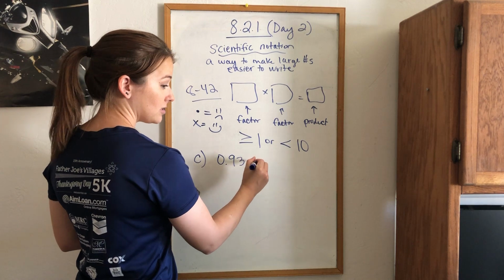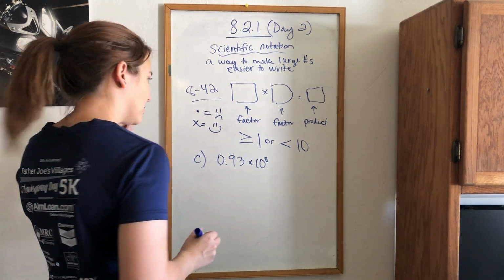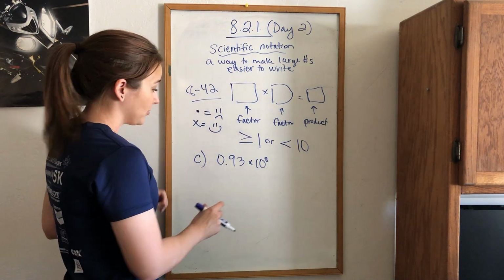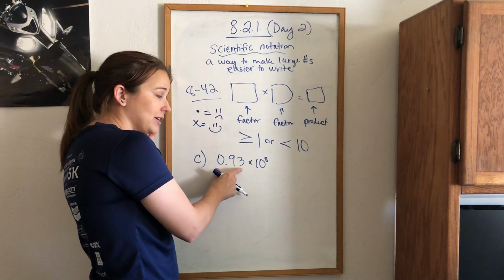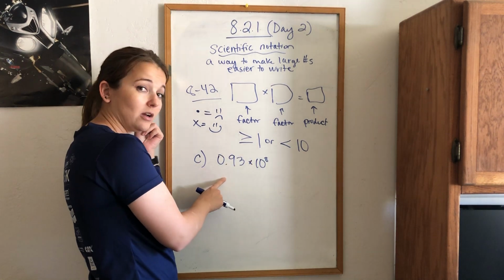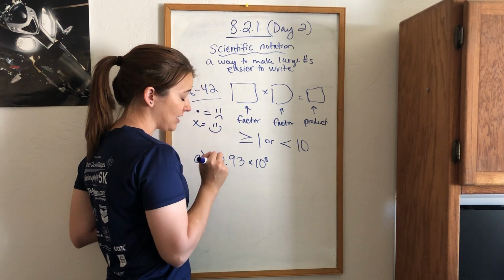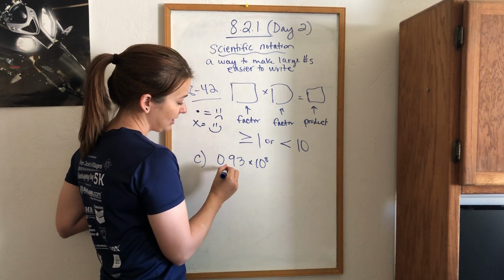0.93 times 10 to the 8th. Okay, so this number I'm looking at, is it a number between 1 and 10? No, it's not. It is less than 1. This is 0.93. It's 93 hundredths. So I need to fix it.